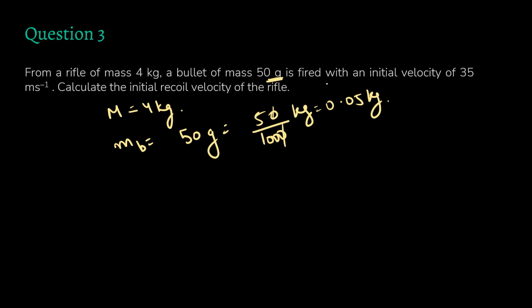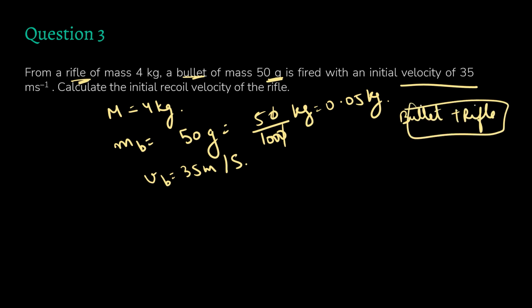So it is fired with an initial velocity of 35 meter per second. What is the velocity of bullet? It is 35 meter per second. So for rifle and for bullet, this is a two object system, two particle system of bullet and rifle. So this is our system. We'll calculate the momentum. We have to calculate the initial recoil velocity. So let's do this together.